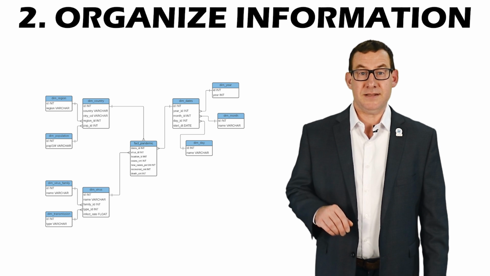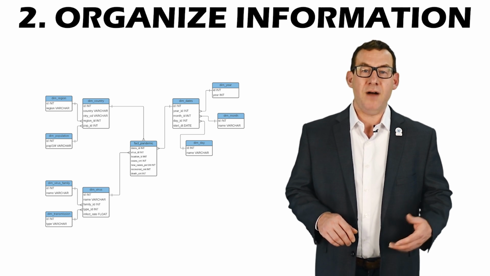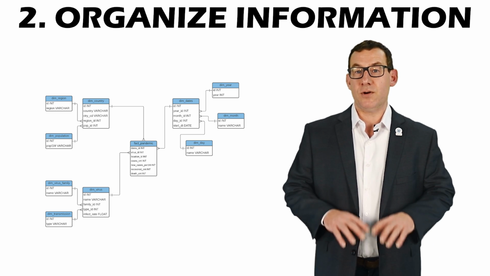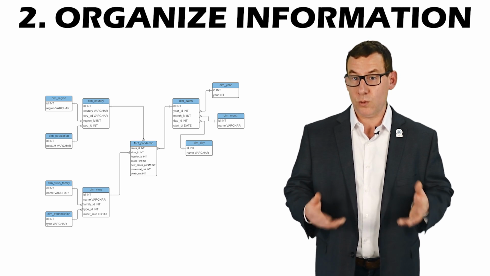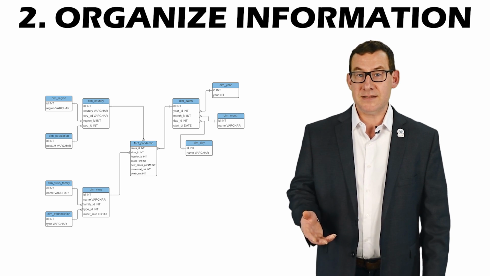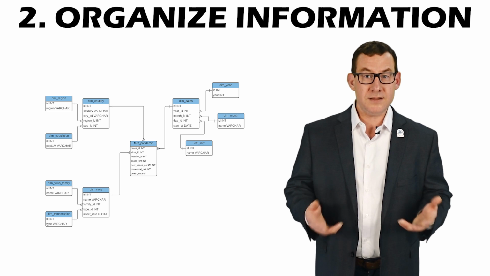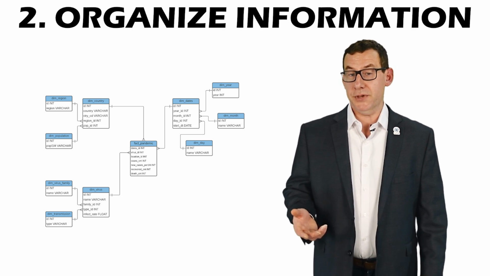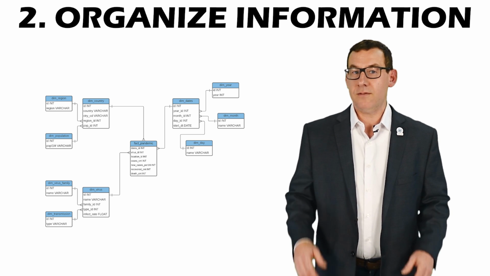Step 2 of database design. Find and organize the information required. Gather all types of information you want to record in the database. Identify the entities, objects, or concepts relevant to your domain. Define the attributes, or fields, for each entity.